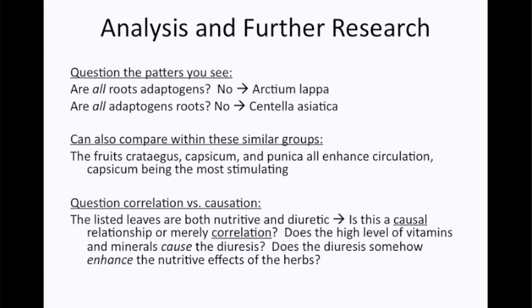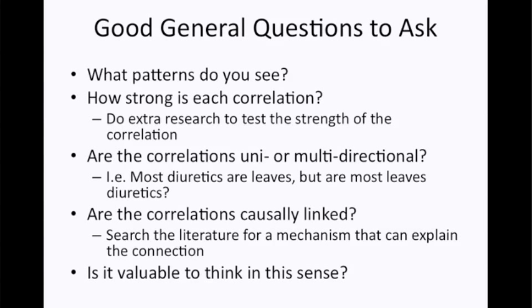Next, you can compare within these similar groups. So within the group of fruits, Crataegus, capsicum, and punica all enhance circulation, but capsicum is the most stimulating. So within those, you can kind of see how they vary within themselves. Next, you need to look at whether there's just correlation or if there's causation. So things that are correlated may not cause one another, and you need to look into that. So in the example, the leaves are both nutritive and diuretic. Is this causal relationship or just correlation? For example, does the high level of vitamins and minerals cause the diuresis? Or does the diuresis somehow enhance the nutritive effects of the herbs? This is something that would require further research.